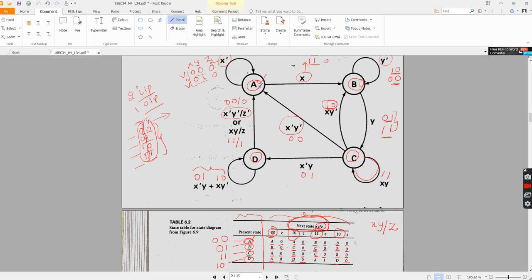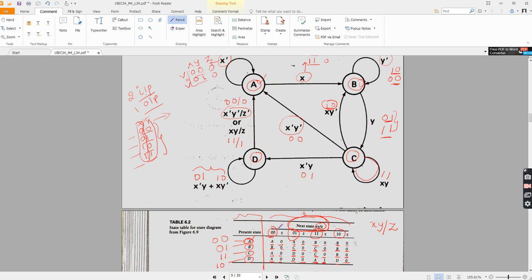When it is 1 1, I go to A, making the output 1. Yes, sir. I will go by making the output as 1. So this is what I have done here. Understanding the state diagram, state table, how to write a state table? Yes or no?